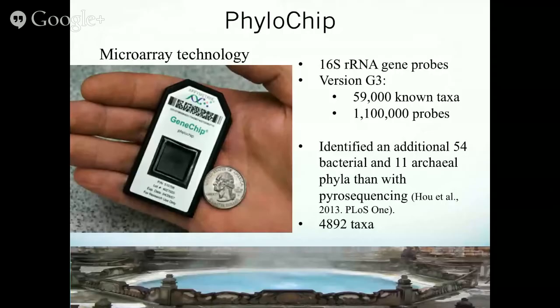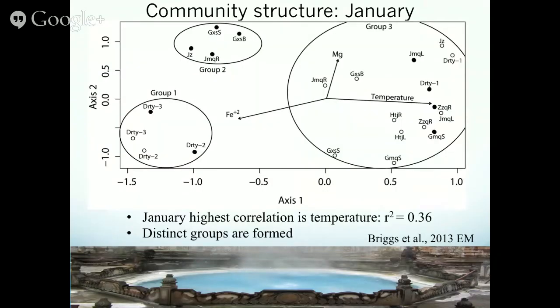We were able to detect with this PhyloChip almost 5,000 different taxa, which is not as diverse as, say, a soil sample, but it's fairly diverse for hot springs. So let's dive into the results of that. First, I'm going to show you the community structure for January.